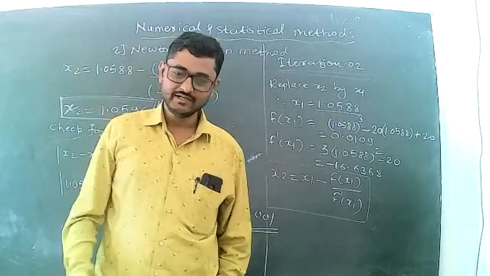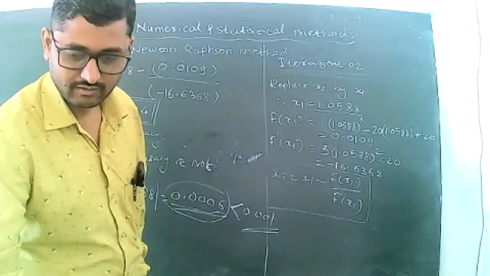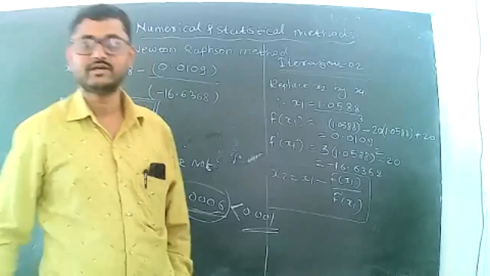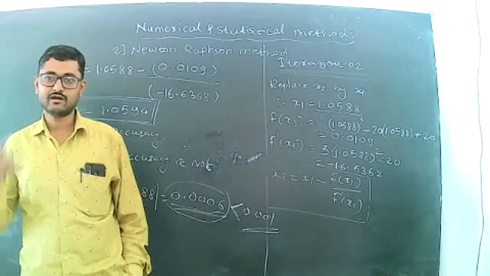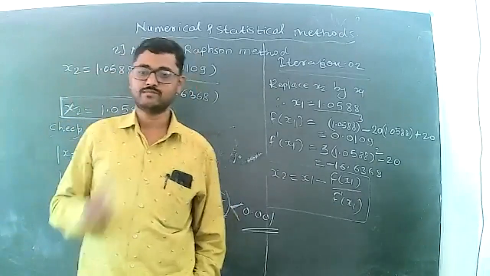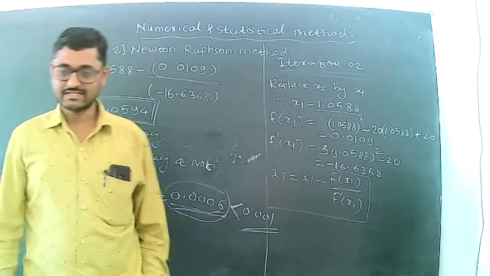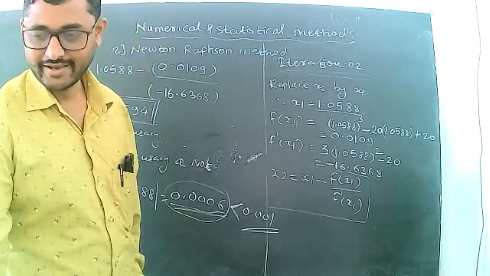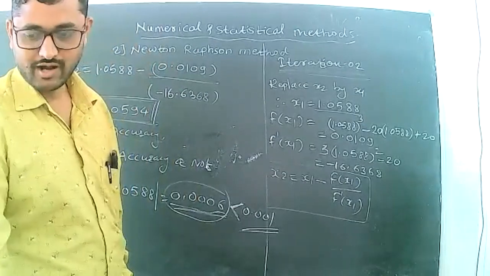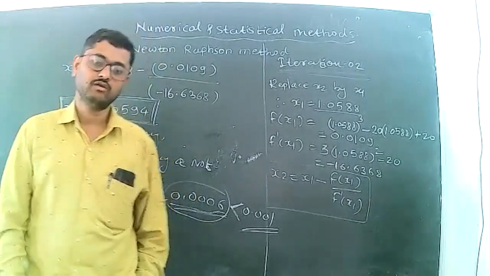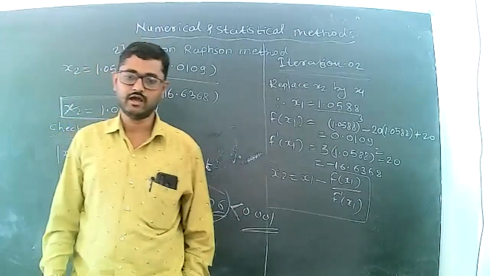So in detail, we solved this numerical based on accuracy criteria for the second type, that is the Newton-Raphson method. Today we stop here. In the next lecture, we solve the next numerical for the Newton-Raphson method based on iteration criteria.